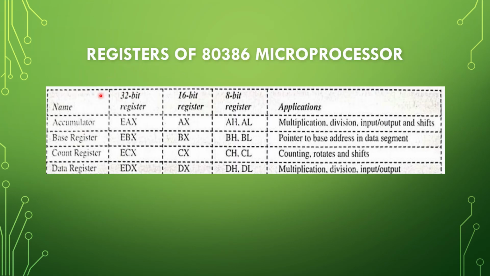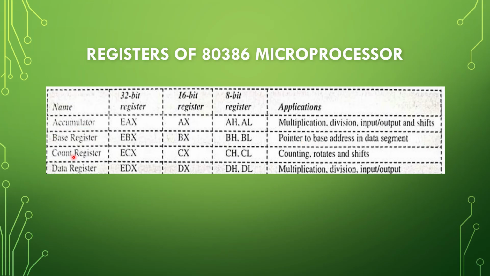Okay, these are the details of the registers that we already discussed. The accumulator, that is EAX, is a 32-bit accumulator, and 16-bit means AX, 32-bit means extended AX. Then it can be further subdivided into two, AH and AL, accumulator high and accumulator low. Its applications are multiplication, division, input, output, and shifts. Coming to the base register, EBX, that has the 16-bit register BX, and 8-bit registers BH and BL, which point to the base address in the data segment.